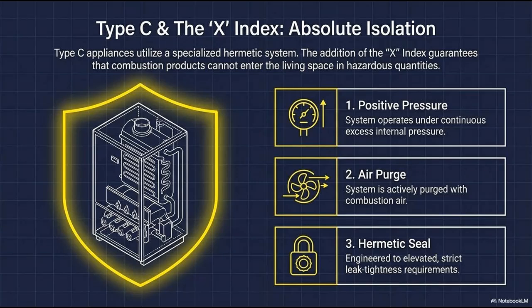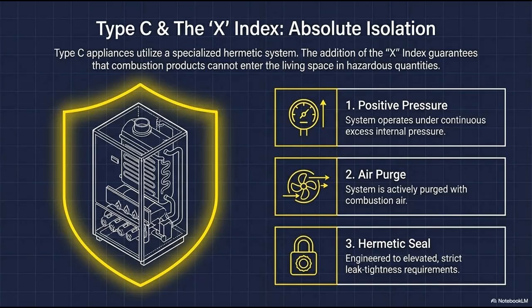Exactly. What's fascinating here is the sheer engineering paranoia required to make those Type C systems function safely indoors. Paranoia is a good word for it. The industry standard actually includes a very specific safety designation called the X index. Okay, the X index. When an appliance carries that index, it essentially signifies that the exhaust system is mathematically and physically foolproof against leaking hazardous gases backward into the living space.